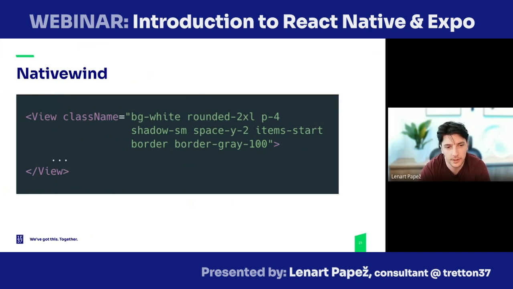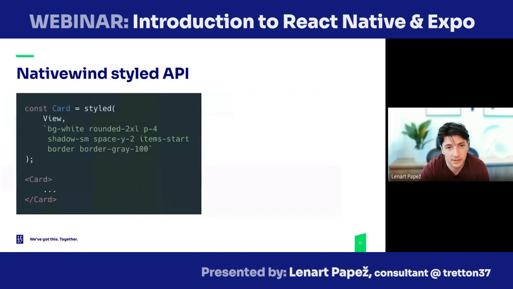This package also injects a className property into our JSX, because className by default is not supported in React Native. We can only use the style prop. So this kind of looks like something we would write on the web. But NativeWind also exposes their own styled API. So we can have styled components with Tailwind CSS classes and use them as shown in the picture.